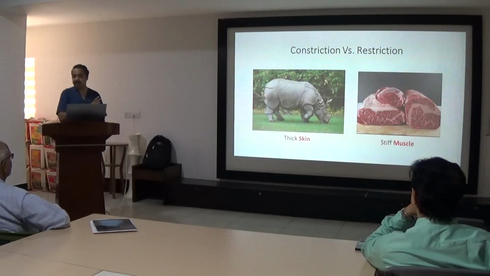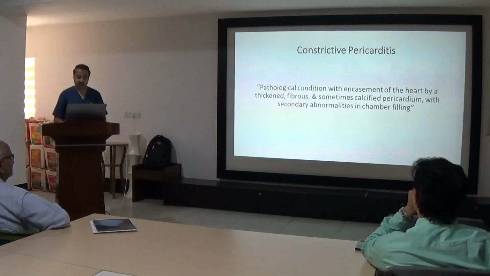In constrictive pericarditis, diastolic dysfunction is because of impaired filling of the ventricle, and impaired filling is secondary to constriction. It does not allow the heart to expand. Versus in restrictive cardiomyopathy, per se the myocardium is thickened and it does not want to expand, so there is diastolic dysfunction. So clinical presentation wise, both are more or less overlapping. By definition, constrictive pericarditis is a pathological condition with encasement of the heart by a thickened, fibrous and sometimes calcified pericardium with secondary abnormalities in chamber filling.